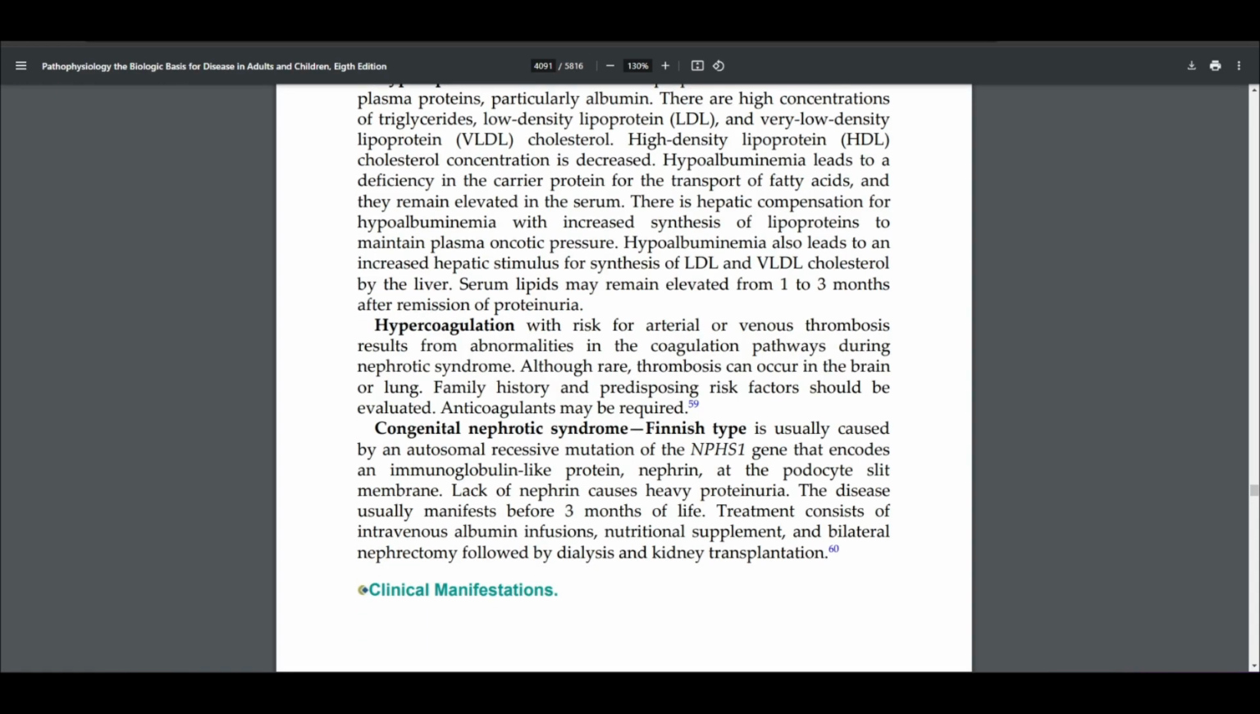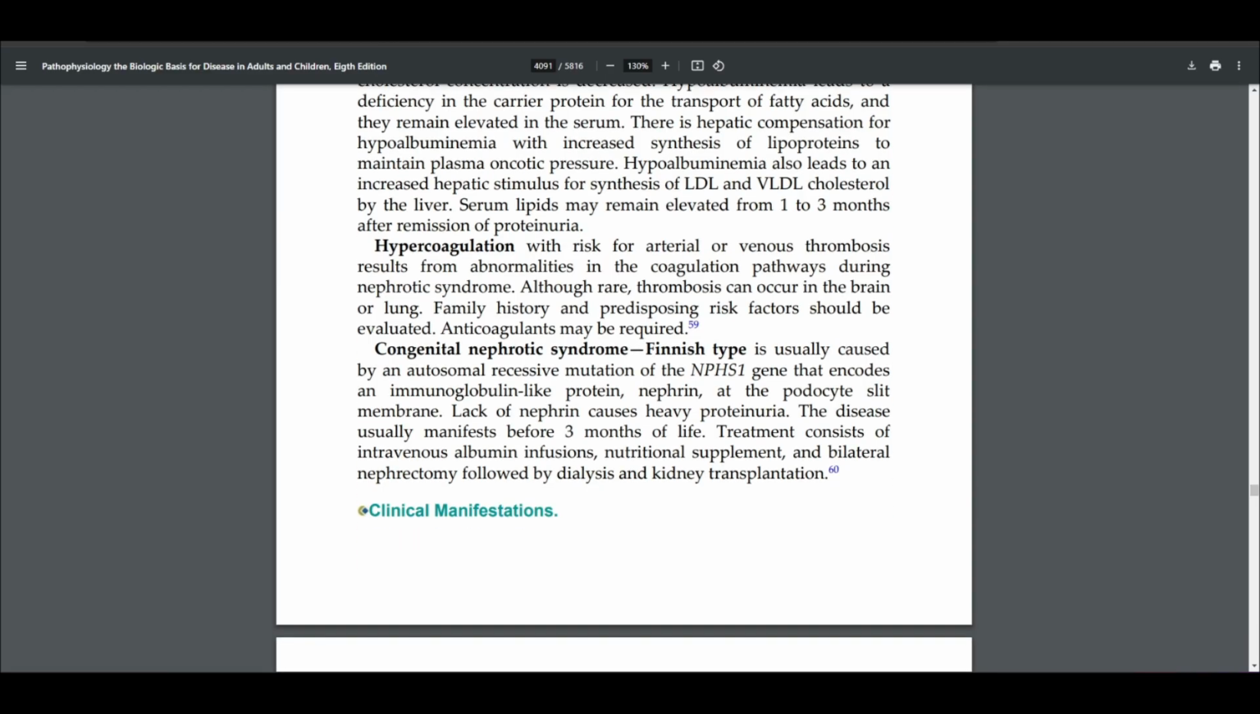Hypercoagulation with risk for arterial or venous thrombosis results from abnormalities in the coagulation pathways during nephrotic syndrome. Although rare, thrombosis can occur in the brain or lung. Family history and predisposing factors should be evaluated. Anticoagulants may be required.